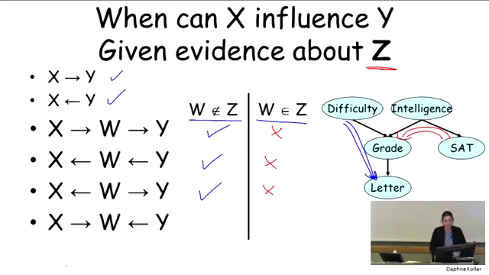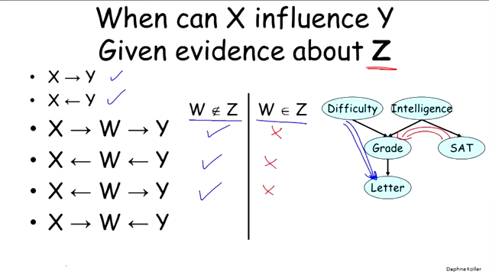Okay, so let's talk about the last and most interesting case, which is the case where we have a V structure. So this is this case over here. X, so for example, can difficulty influence intelligence via grade? And if grade is observed, this is exactly the case that we've seen before. This is the case of intercausal reasoning that we demonstrated earlier. So in this case, if W is in Z, actually we're in the case where influence can flow. So this case is working in exactly the opposite way to the previous 3 cases.